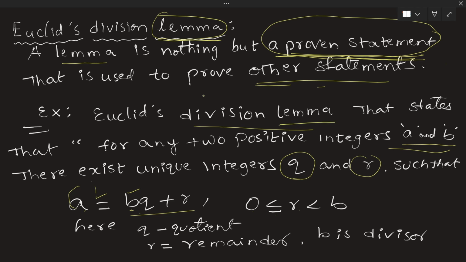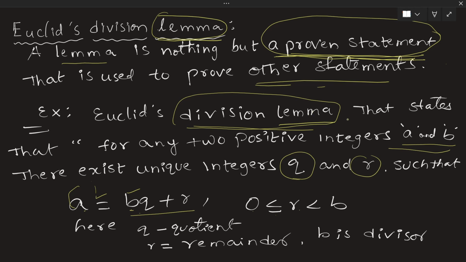So Euclid's division lemma is nothing but us using the division principle, which is already a proven statement. That principle is used to prove some other statements. So here we are going to use the division principle to find out some other principle. We will see what we are going to find out by using Euclid's division lemma. But before that, we will see what the division lemma is.